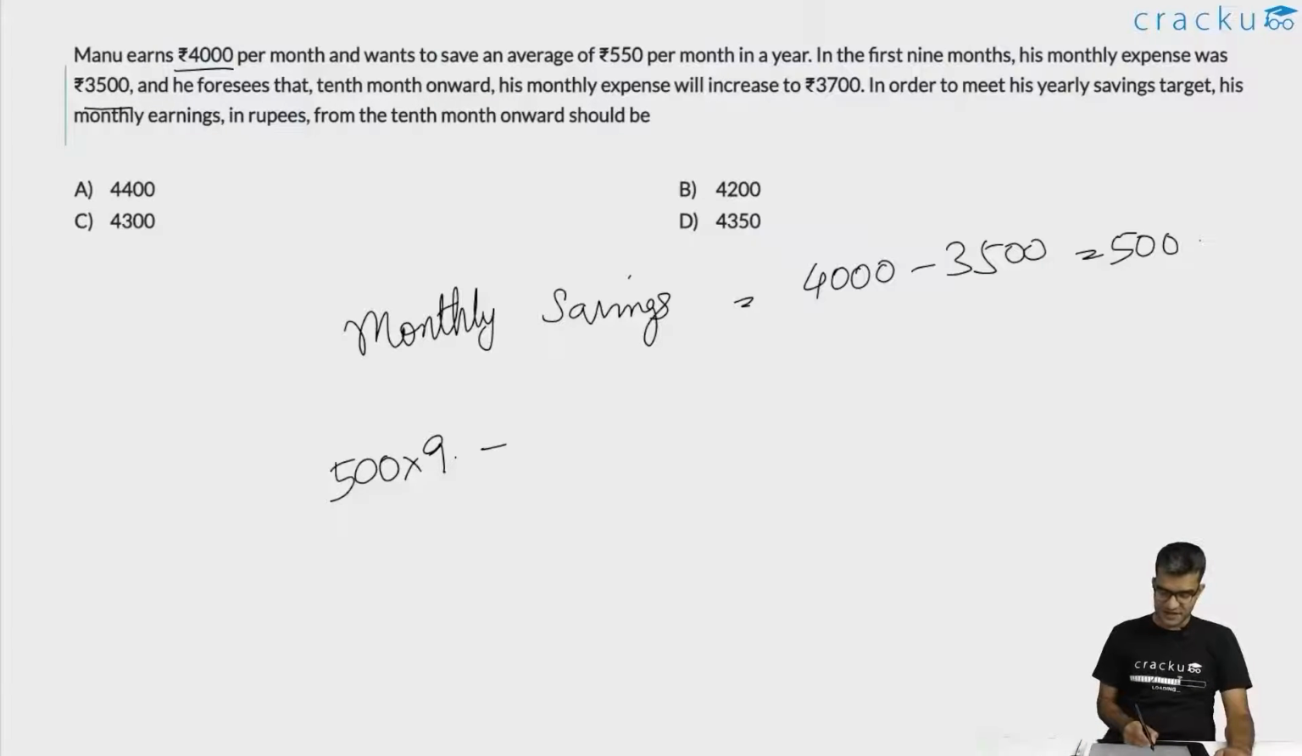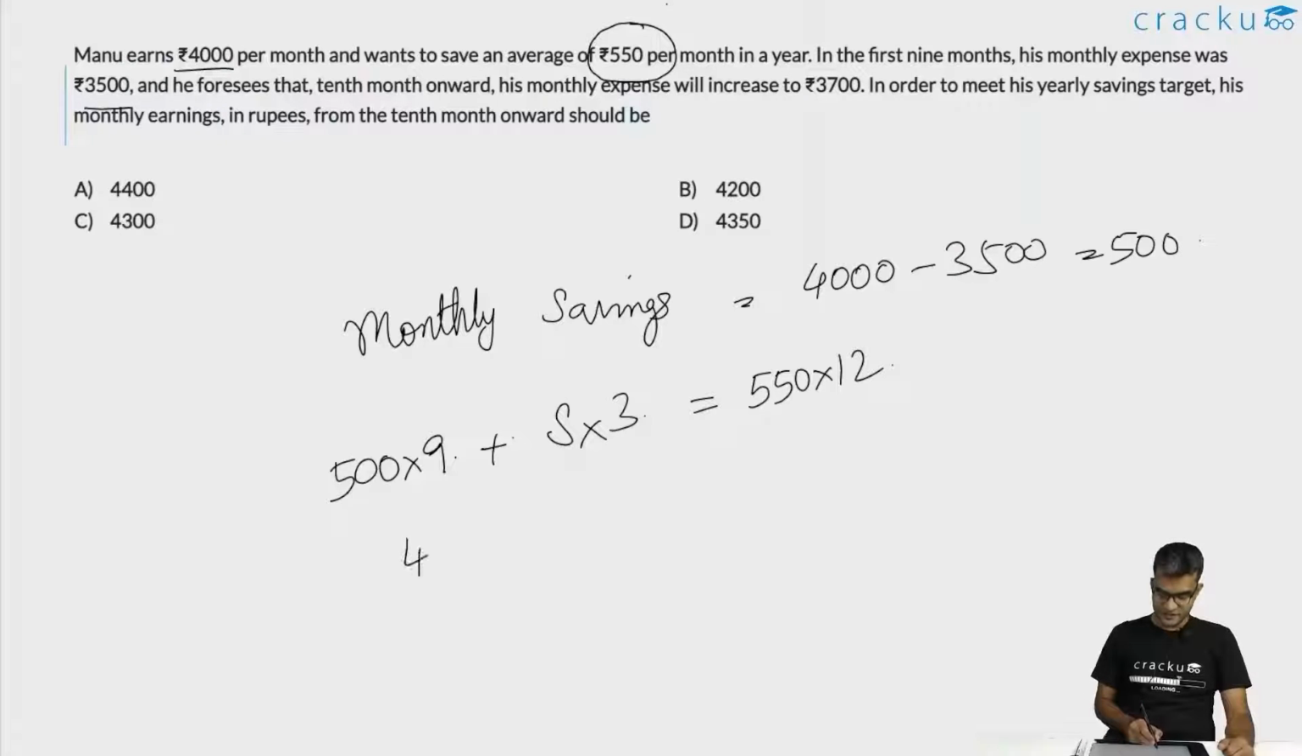Let us assume for the last 3 months he is saving s rupees every month. So in the last 3 months he would save 3s. So the total savings will be 500 into 9 plus 3s. He wants his average savings to be 550 per month. So in the year his total savings will be 550 into 12.